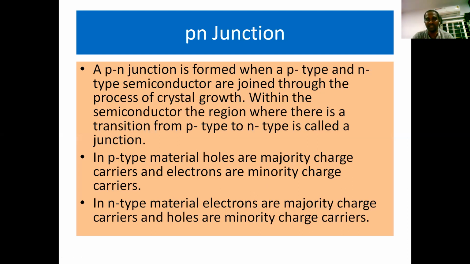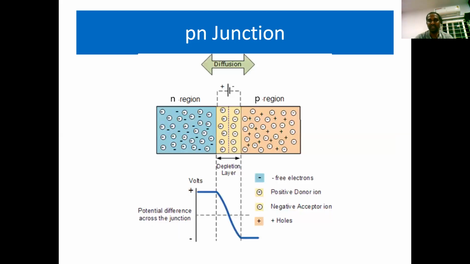Now to form this PN junction. A PN junction is formed when P-type and N-type semiconductors are joined through the process of crystal growth. Within the semiconductor region where there is a transition from P-type to N-type is called a junction. In p-type material, holes are the majority charge carriers and electrons are the minority charge carriers. In the same way, in n-type material, electrons are the majority charge carriers and holes are the minority charge carriers.